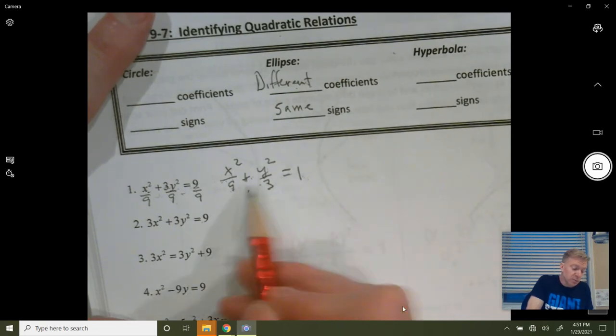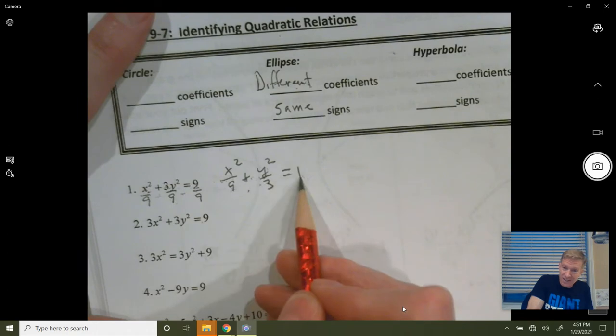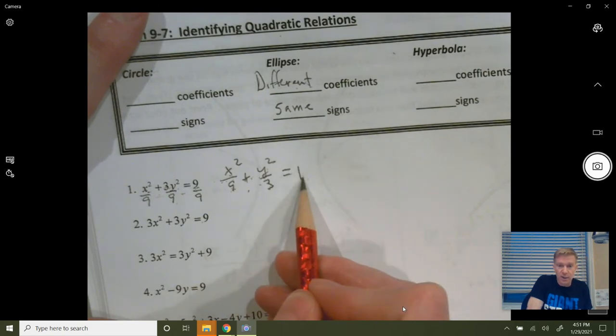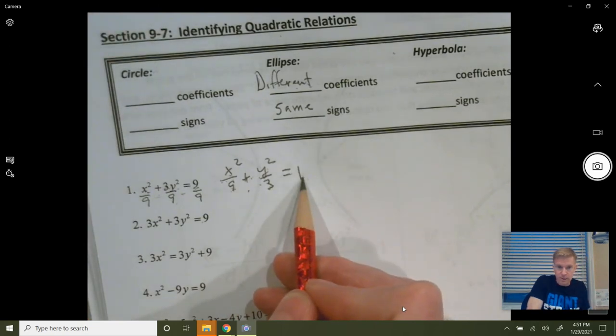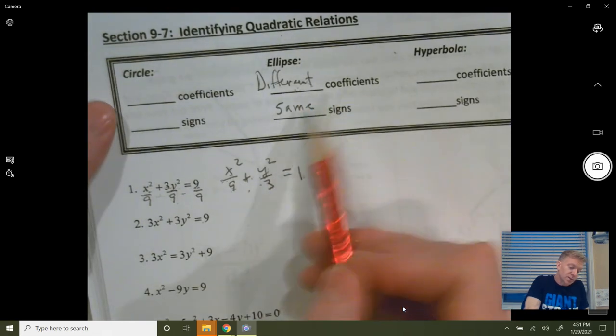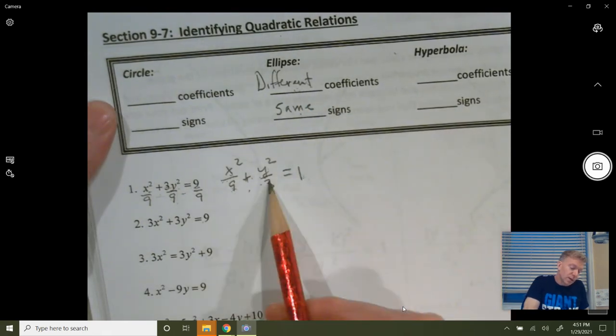If these were both positive and this is negative, that's not even possible, because a squared term is always positive, added to another squared term always positive, cannot give you a negative. So that would be no conic section at all. Hopefully you recognize different coefficients, same signs, you get an ellipse.